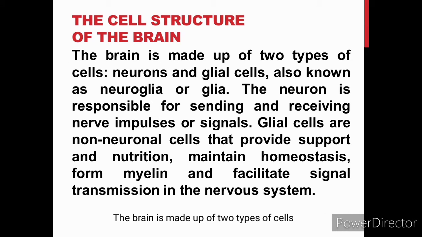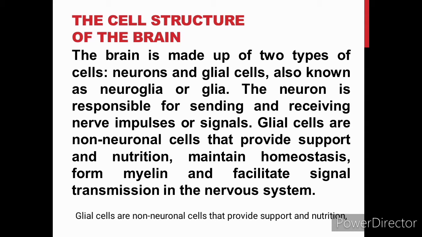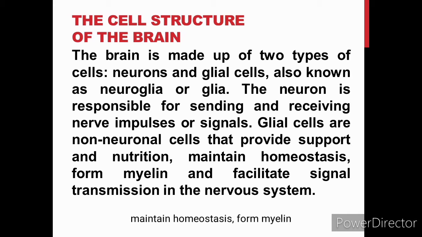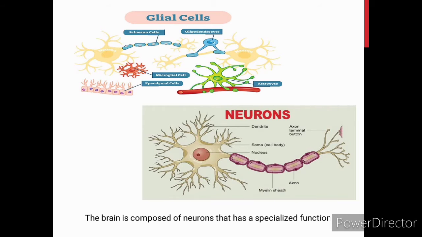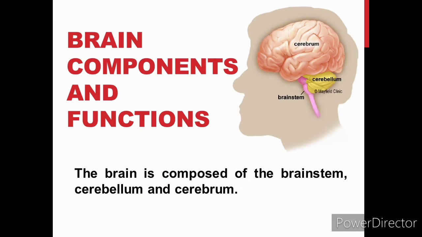The brain is made up of two types of cells, neurons and glial cells, also known as neuroglia or glia. The neuron is responsible for sending and receiving nerve impulses or signals. Glial cells are non-neuronal cells that provide support and nutrition, maintain homeostasis, form myelin, and facilitate signal transmission in the nervous system. The brain is composed of neurons that have a specialized function, which is to receive and send signals all throughout our body.